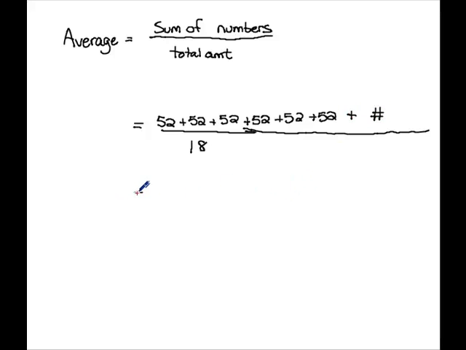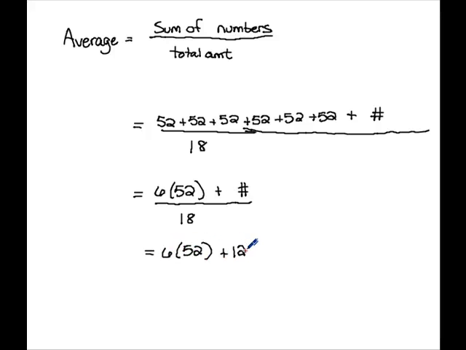Okay. Well, if that's 52, the shorthand way to write that is 6 times 52. I hope you agree with me. Plus some other number I have no idea yet, out of 18 hours altogether. Wait a second. How many hours do I have left? I had 6 spent here. How many hours do I have left? Okay, you should probably say 12. So it's 6 there, plus 12 more hours at some average per hour, over 18.